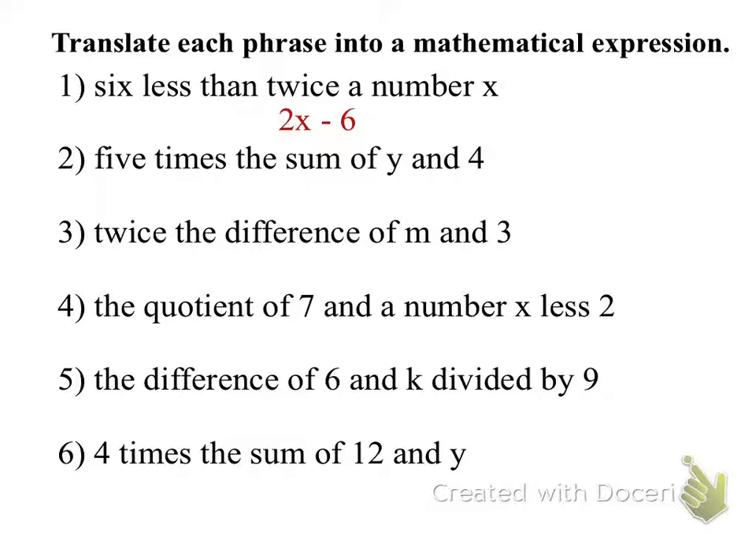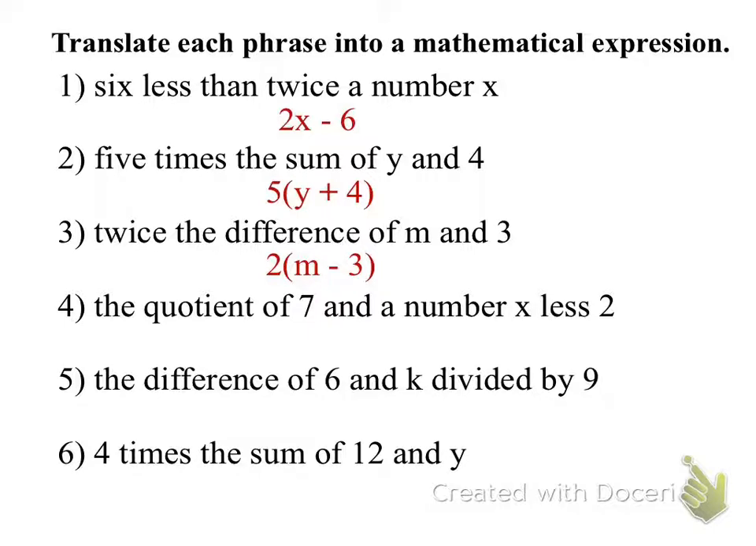Okay, we said it was... What'd you say it was, Ben? 2 times the quantity n minus 3. Perfect. Next one. The quotient of 7 and a number x less 2.